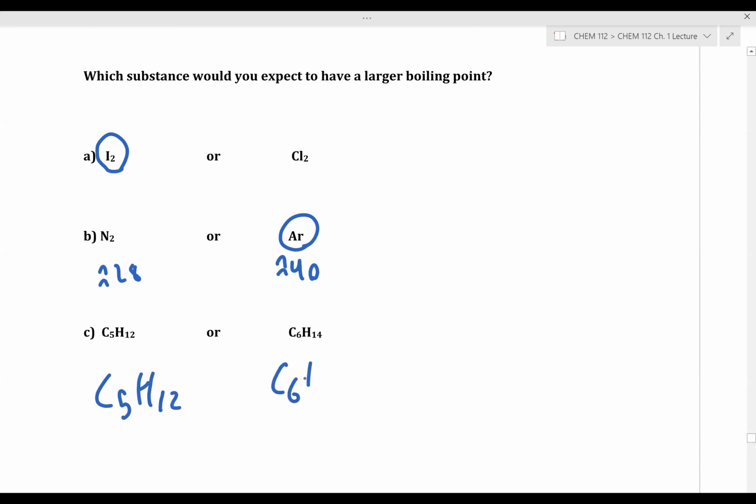C5H12 versus C6H14, which of the following has the larger molar mass? Which has the longer chain? Yes, you can assume that they're linear. C6H14. Yeah, larger molar mass, longer carbon chain, stronger London interactions, larger boiling point. So I just want to get you in the habit of looking at a formula and estimating boiling point.